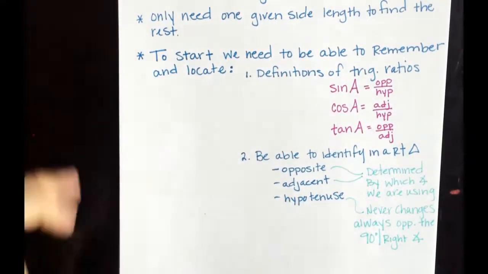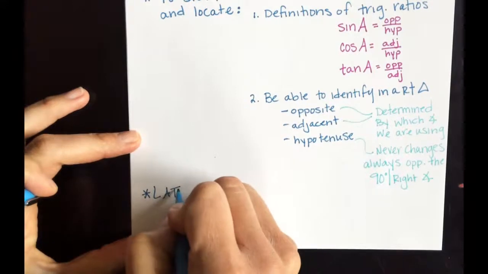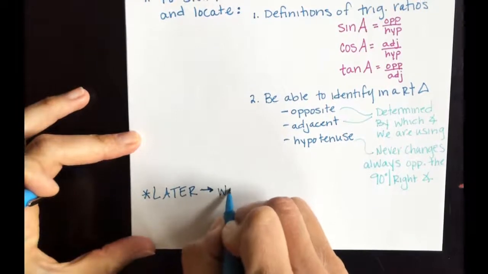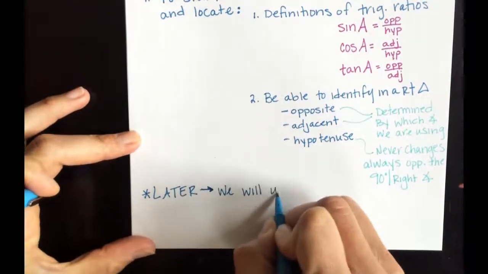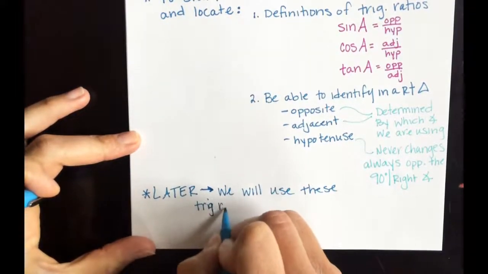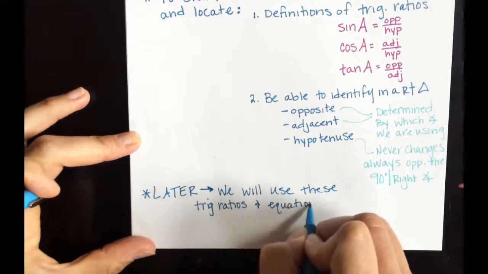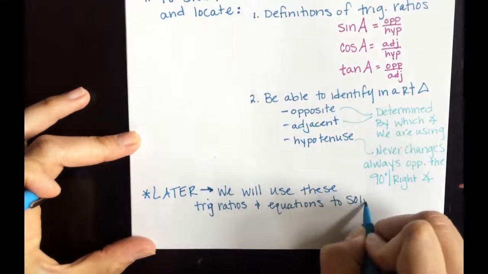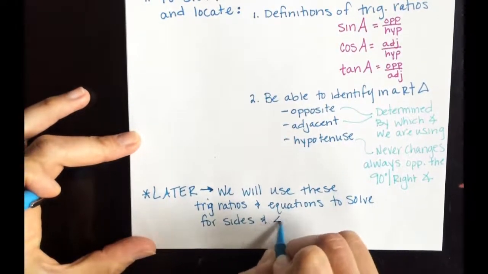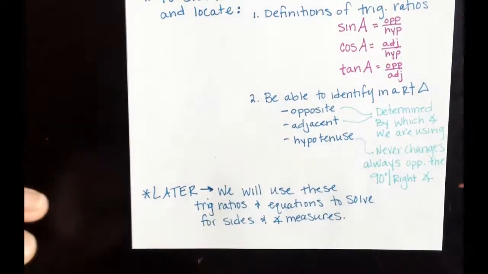After today, so later, we will use these trig ratios and equations to solve for sides and angle measures. So again, it's all part of our right triangle chapter.